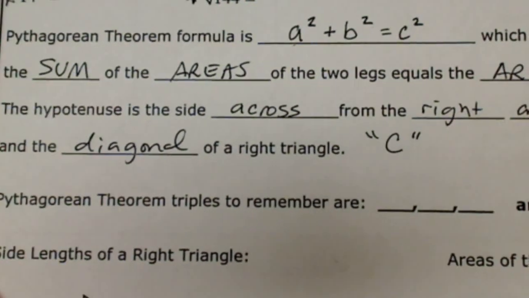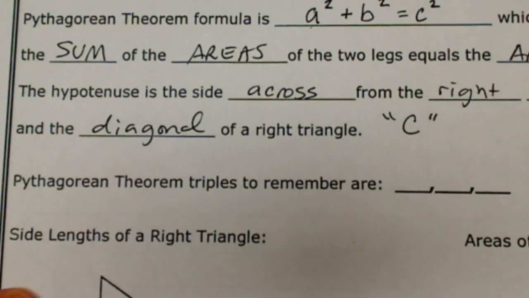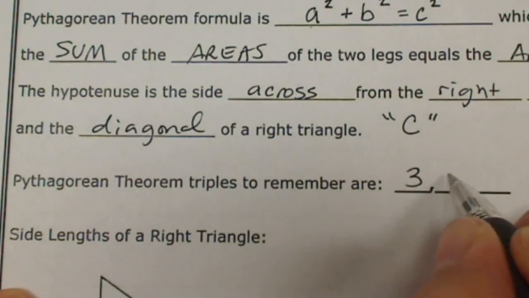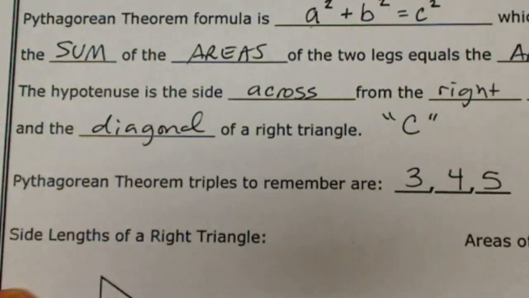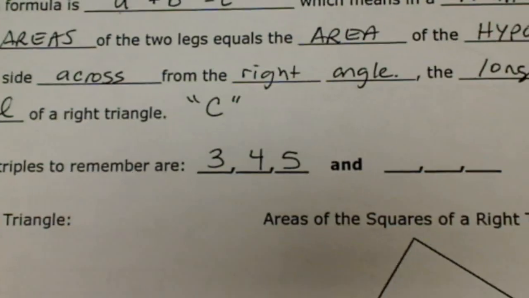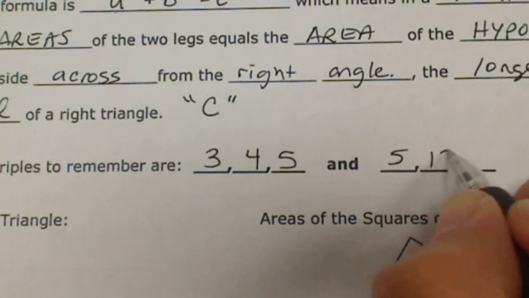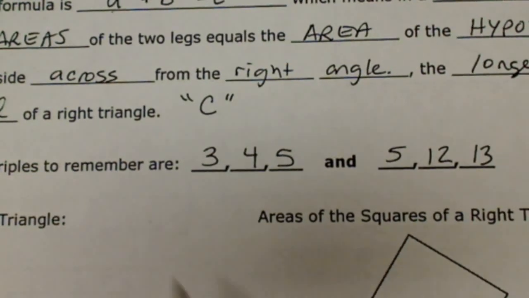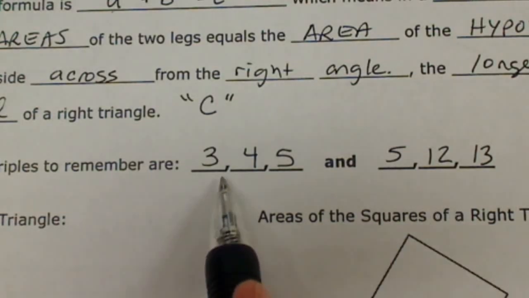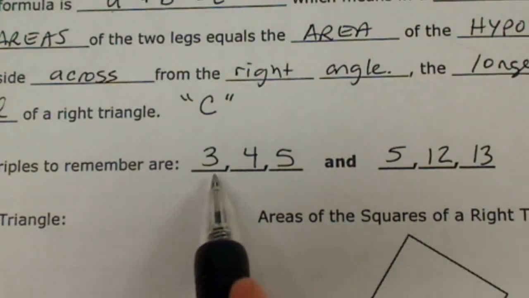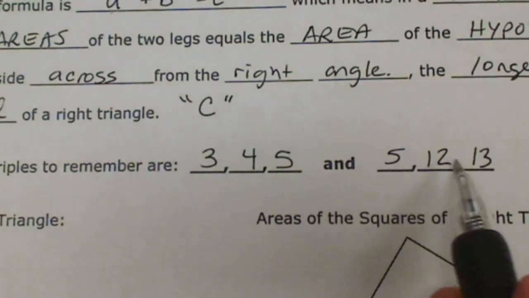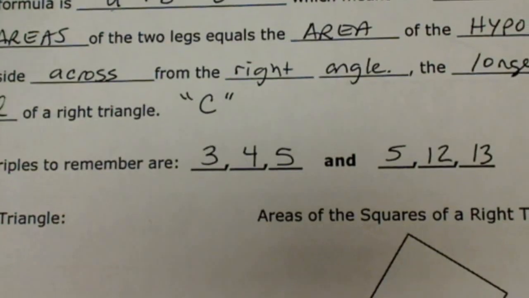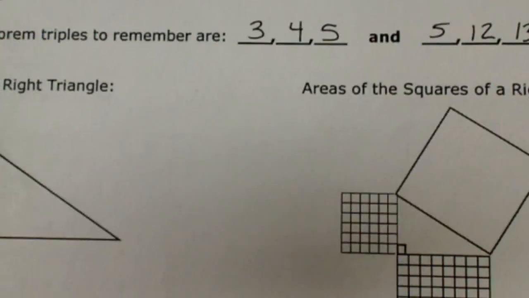There are two Pythagorean theorem triples I'd like for you to remember. The first one is 3, 4, 5. The next one is going to be 5, 12, and 13. And the reason we want you to memorize these is because you'll often see them on problems, but you'll more likely see a scale that they use of 3, 4, and 5, or 5, 12, and 13. And I'll show you an example of that further down.